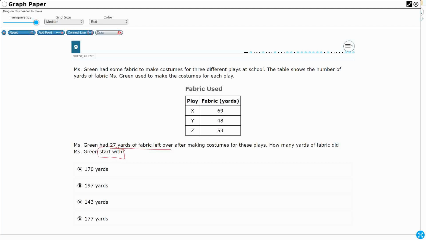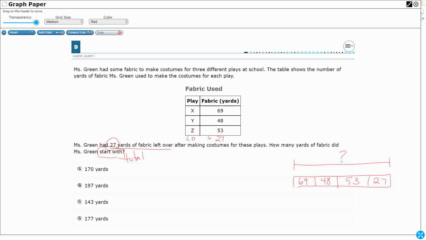Okay, so that means I'm looking for the total. That's missing. So if I want to make a strip diagram, what do I know that she used? Well, I know that she used 69 yards for play X. I know that she used 48 yards for play Y. I know that she used 53 yards for play Z. But then she had 27 yards left over, which means that's the part. So that's a strip diagram that I could use. Or I can say leftover 27 yards. You need to add that 27 into there.